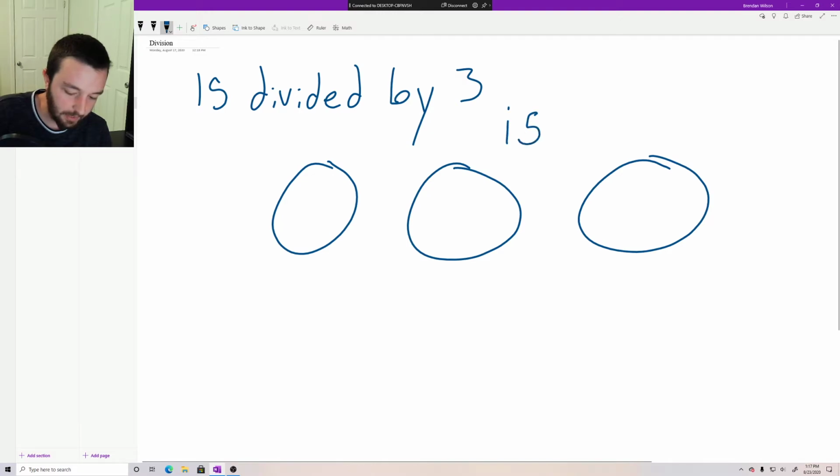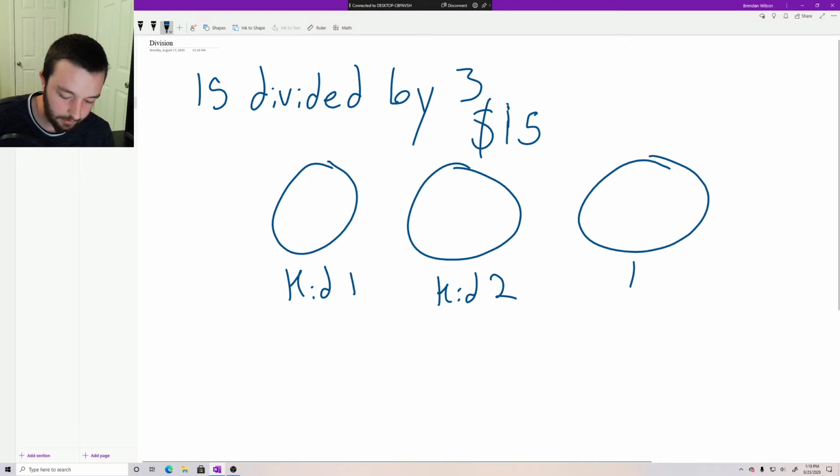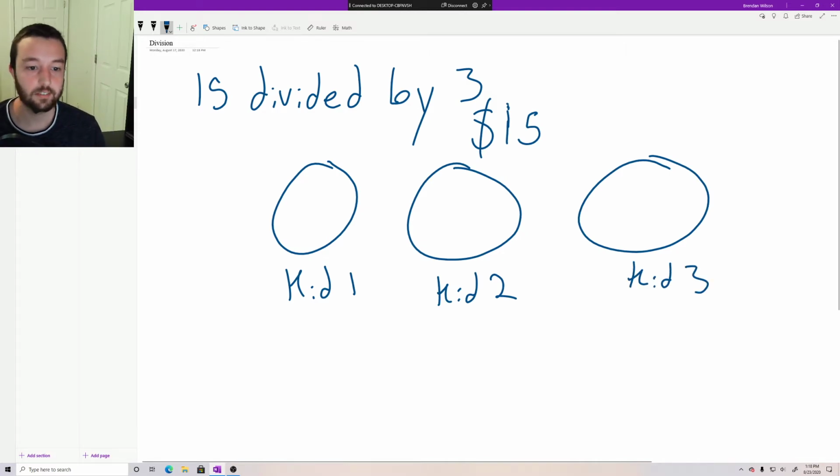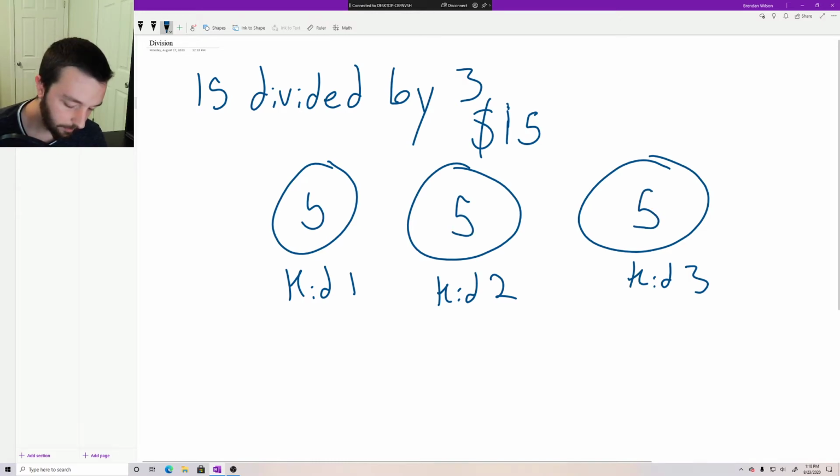So let's say we have $15, and then let's say we have 3 kids. Kid 1, kid 2, kid 3. You can give them names if you're more creative. And you want to give them all an equal amount of money. How much do we give them each? In this case, we would just come up with 5. How we come up with 5 is a little tricky.